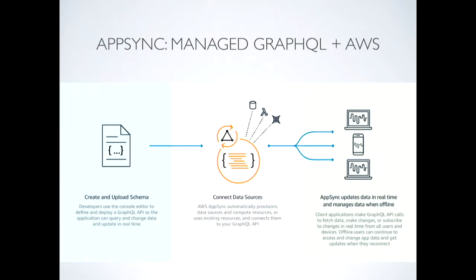So AppSync is managed GraphQL integrated with AWS services. So you create your GraphQL schema, you connect to data sources, which can be AWS services and HTTP endpoints, etc. And then AppSync provides the real-time data and offline services through an SDK on the client side.